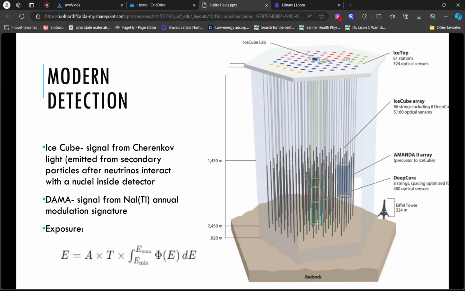And when the samples inside these tubes are hit with neutrinos or other particles of similar energy ranges, they interact with the nucleus inside the detector, and they emit a particle that is detected as light from the detectors on the top. Well, DAMA uses sodium iodide with thallium to modulate the signature over each year from the flux of us moving through the galaxy.